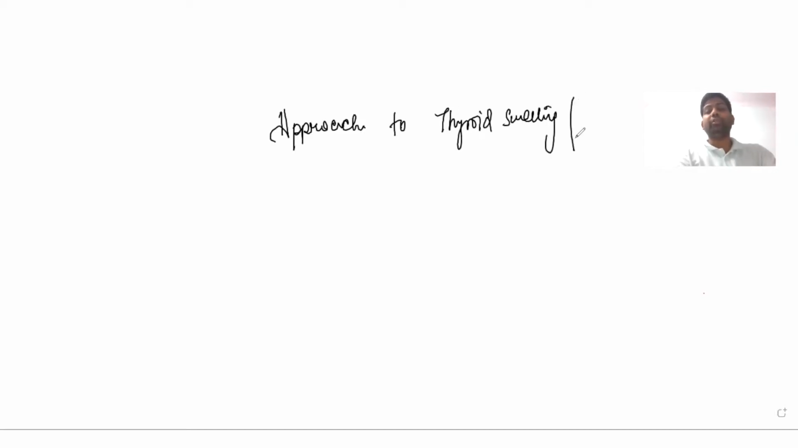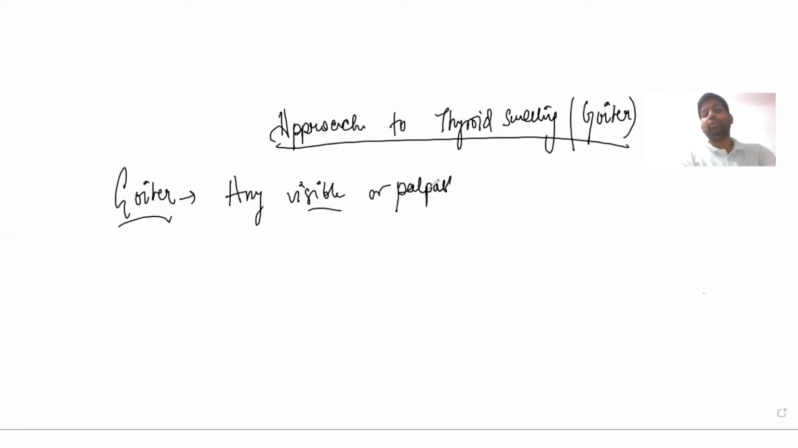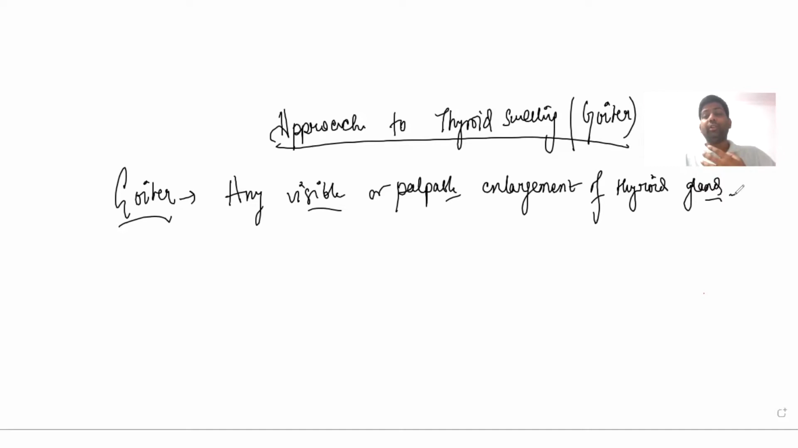Thyroid swelling, also known as goiter. Before we begin with the approach to the thyroid swelling, let us see what is the basic definition of goiter. Goiter basically means any visible or palpable enlargement of the thyroid gland. After we have seen the definition, let us look into how we approach a patient if we are sitting in an OPD and a patient comes to us with a thyroid swelling. What are the ways to approach a thyroid swelling? Let us start by looking at the algorithm.